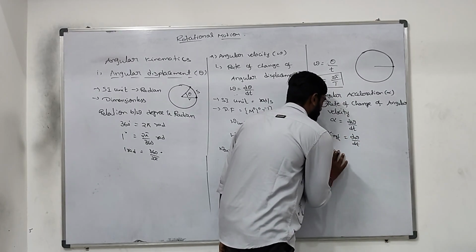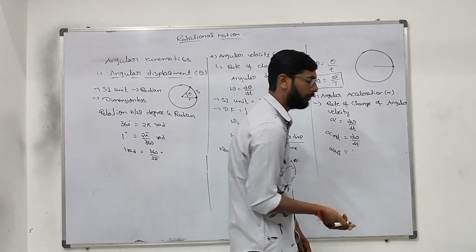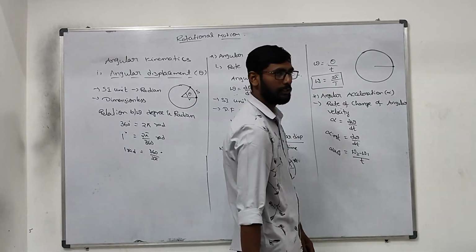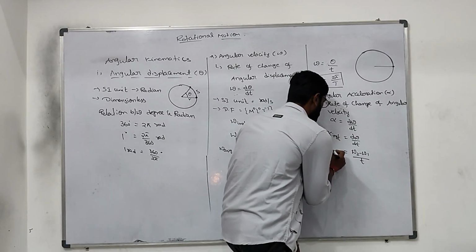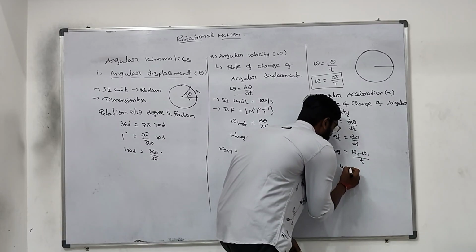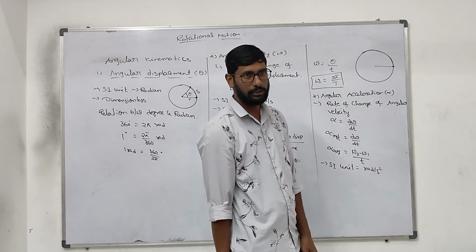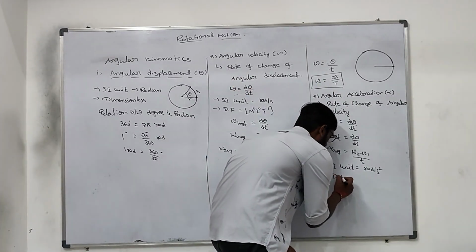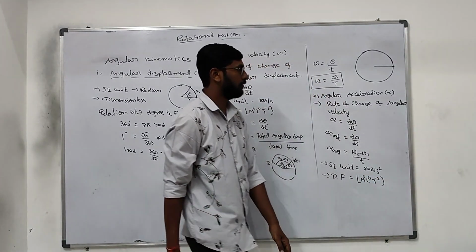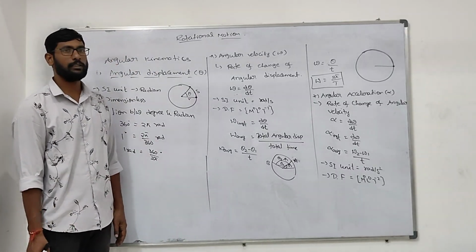Average will be what? Change in angular velocity by total time. So that will be omega 2 minus omega 1 by t. Uniform angular acceleration means angular acceleration is constant. Right? The SI unit is radian per second square. There, in linear acceleration it is meter; here radian is there. That is the difference, right? The dimension formula is M0 L0 T power minus 2. Right? These are the dimension formulas. So this is about angular displacement, angular velocity, angular acceleration.